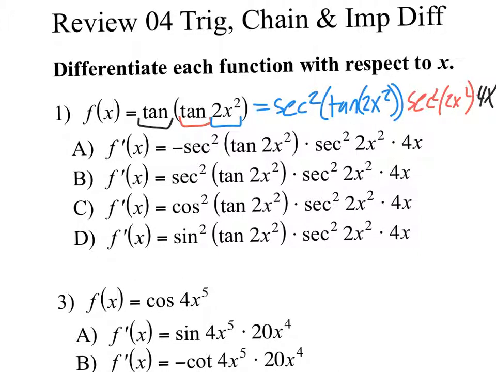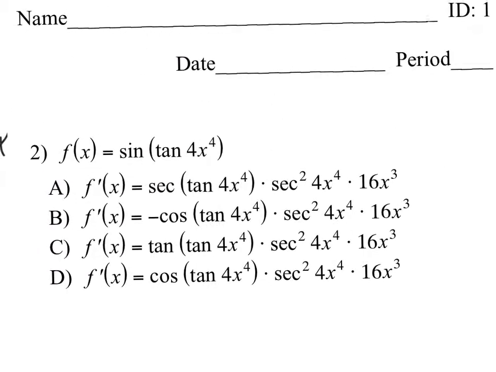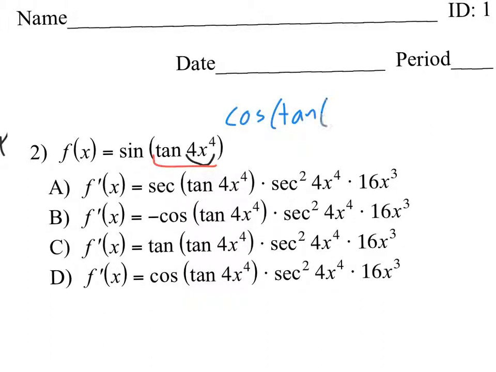Which secant squared, that looks good. B. So we've got sine of tangent of 4x squared. We've got inside and inside here. So that's going to be cosine of tangent of 4x squared times the derivative of tangent, which is secant squared of 4x squared times the derivative of 4x squared, which is going to be 8x. Should also be an extra parentheses there, and we are good.